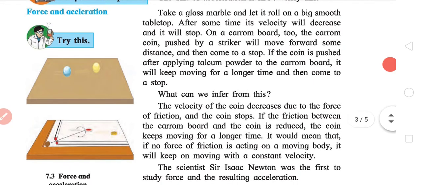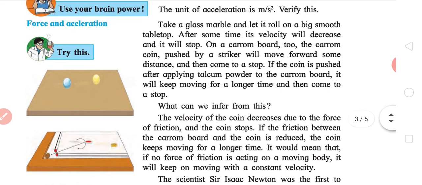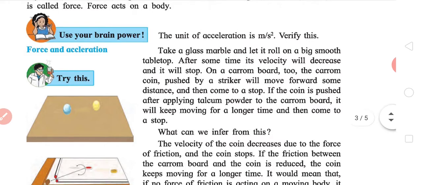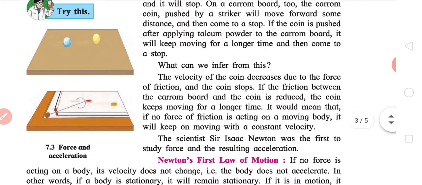Now we come to force and acceleration. Basically, you take a tabletop and place a marble on it, and you give it a push. After rolling, it stops. On a carom board too, when you strike the striker, it goes for some time and then it stops. And if you apply talcum powder, the time required to stop increases.